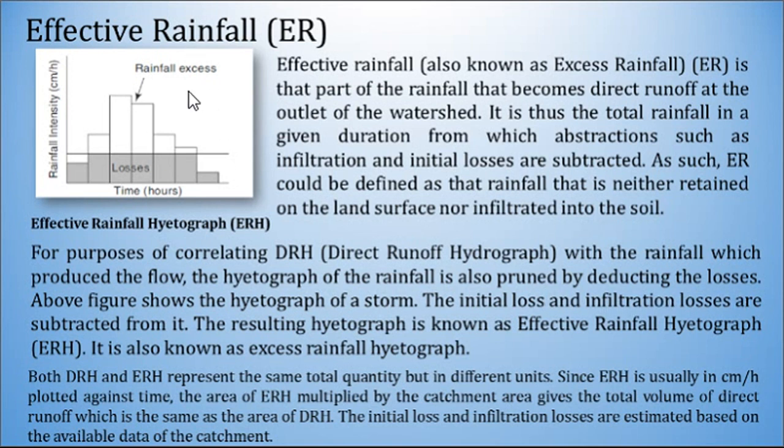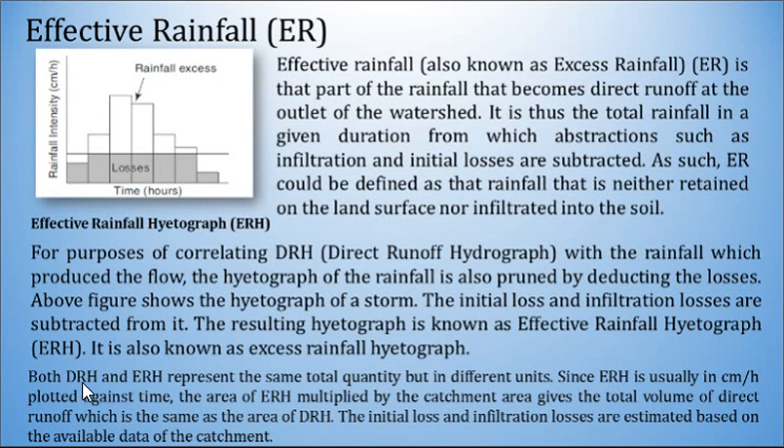It is the hyetograph, not hydrograph. The above figure shows the hyetograph of a storm. The initial loss and infiltration losses are subtracted from it. The resulting hyetograph is known as the effective rainfall hyetograph, ERH. It is also known as the excess rainfall hyetograph.